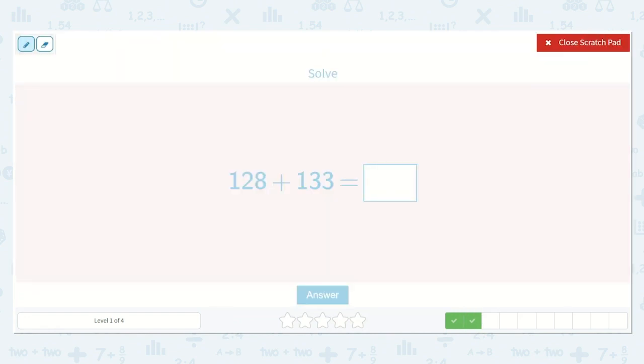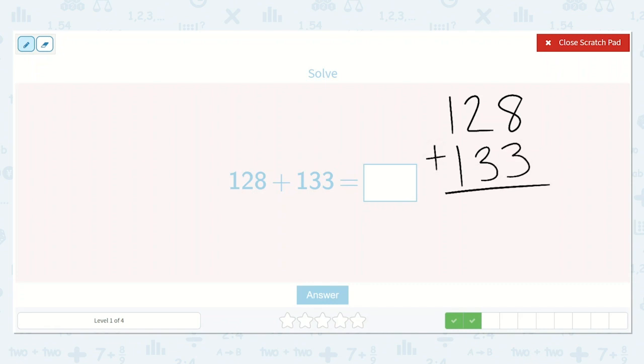Next I have the problem 128 plus 133. This one is a little bit tricky because I can see that 8 plus 2 is 10. So 8 plus 3 is 11. So what do we do when we have 11 ones? Let's draw our picture for this one.